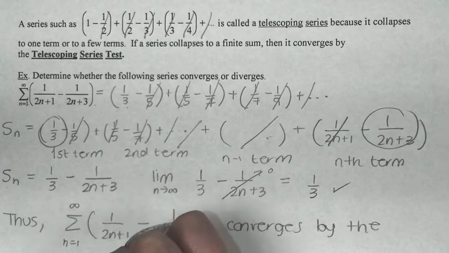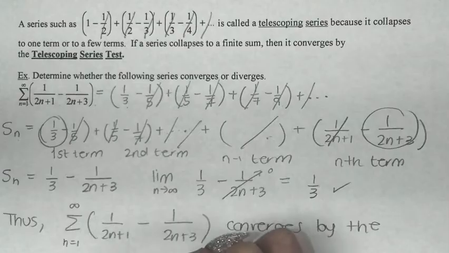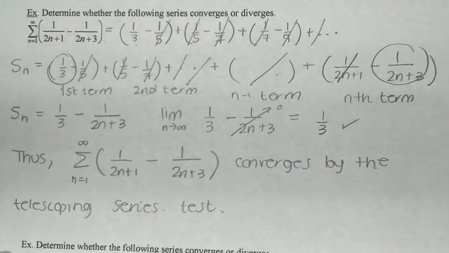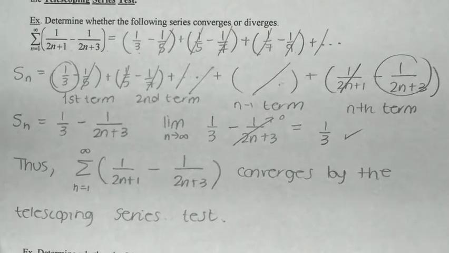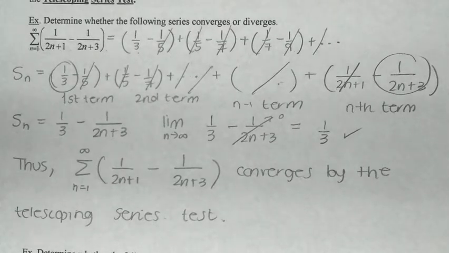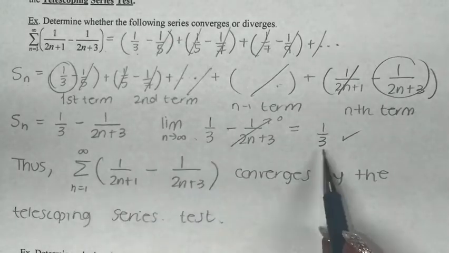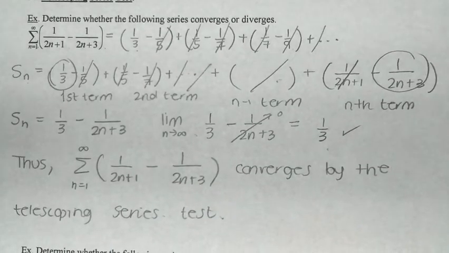And this is a test that only works for converging series. So you cannot say anything about diverging, but if it's finite, meaning this one gives you a number, then you can say that this is converging by the telescoping series test.